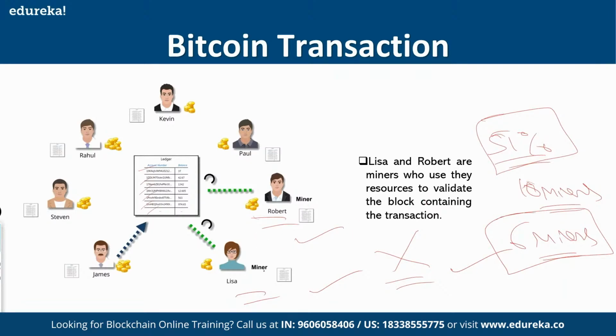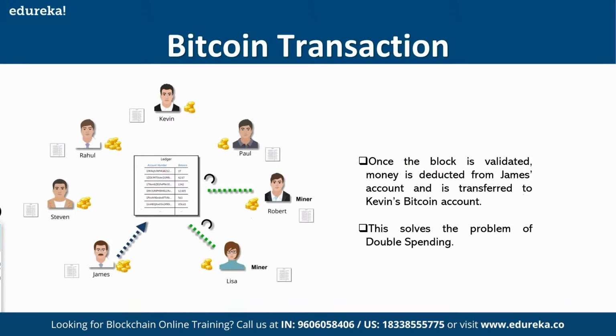Even the miners are responsible for validating the list of transactions present inside the block. That is their duty and responsibility. That's what I'm trying to highlight here. Lisa and Robert, who are present as miners, will validate the transactions present inside a block. Once the block has been validated, what is going to happen? As I said, once the validation and everything is done, then what is going to happen?